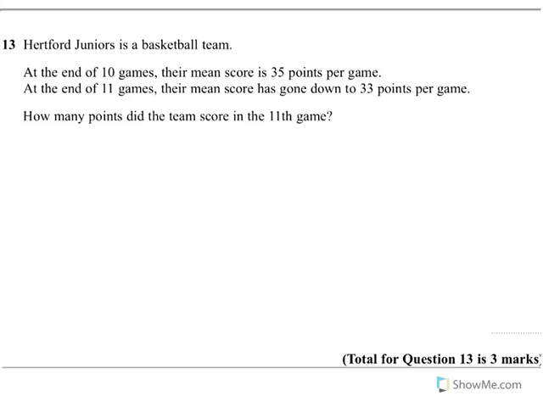Question 13. Hertford Juniors is a basketball team. At the end of 10 games, their mean score is 35 points. At the end of 11 games, their mean score has gone down to 33 points. How many points did they score in the 11th game?